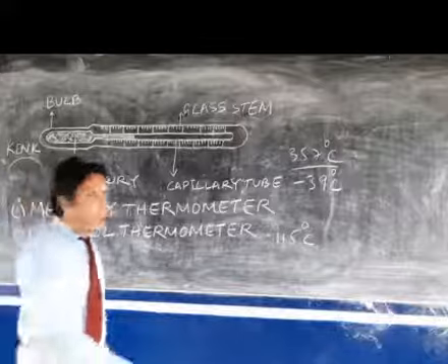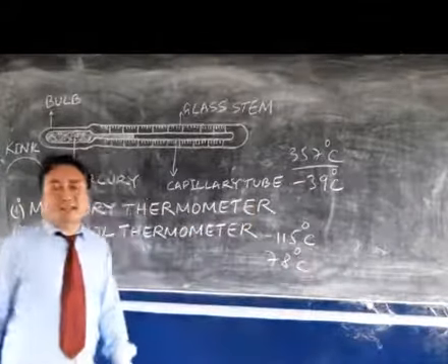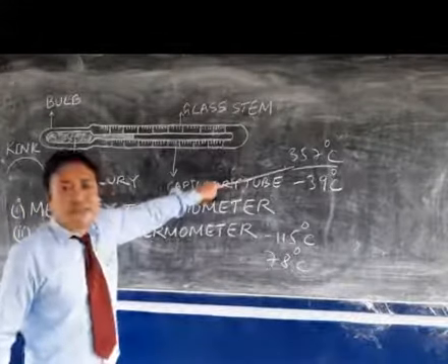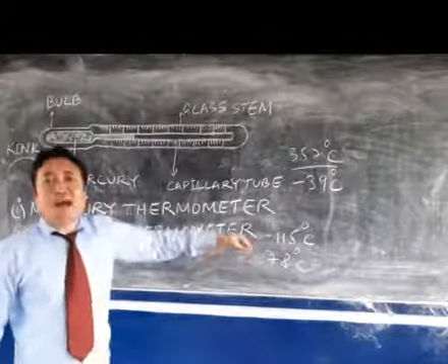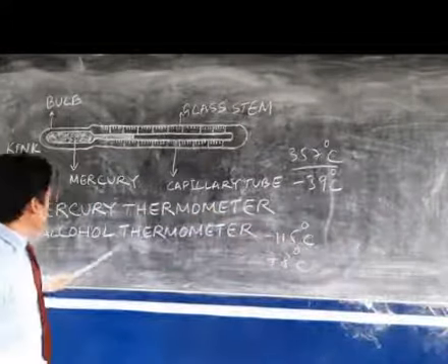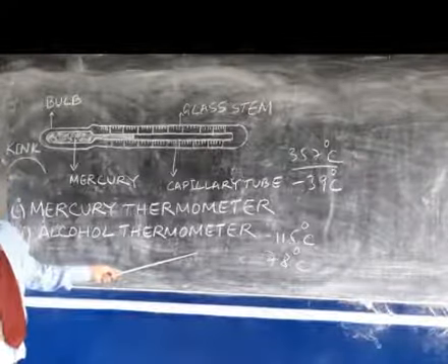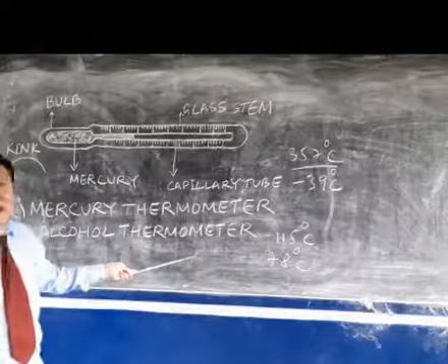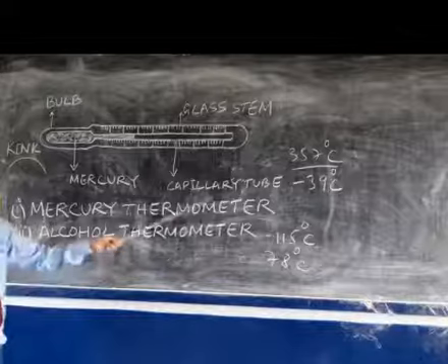But their boiling point is only 78 degrees Celsius, which is very much less than the boiling point of mercury. So therefore it cannot record a very high temperature. That is why this alcohol thermometer is used in a region where the temperature is very low. So these are used in very cold places. So this is about the mercury thermometer and alcohol thermometer.